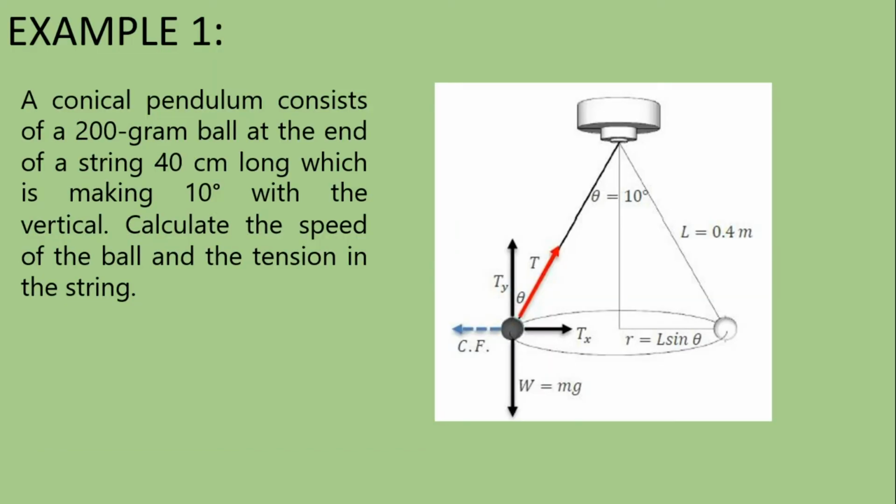So for example, a conical pendulum consists of a 200-gram ball at the end of a string 40 centimeter long, which is making 10 degrees with the vertical. Calculate the speed of the ball and the tension in the string. So we have this illustration. 10 degrees yung theta natin. To get the radius, we have L sine theta. Yung length naman natin ay given, yung length ng string which is 0.4 meter.